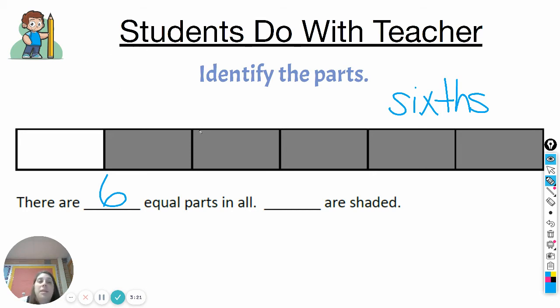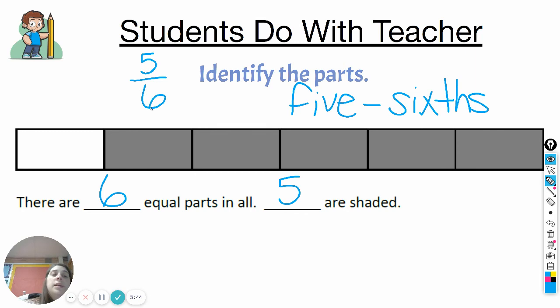Okay, let's count how many pieces are shaded. 1, 2, 3, 4, 5. 5 are shaded, so we could write that 5. So 5 sixths are shaded. If we write that as a fraction, we're going to write it as 5 over 6. 5 out of the 6 pieces are shaded, which is 5 sixths.